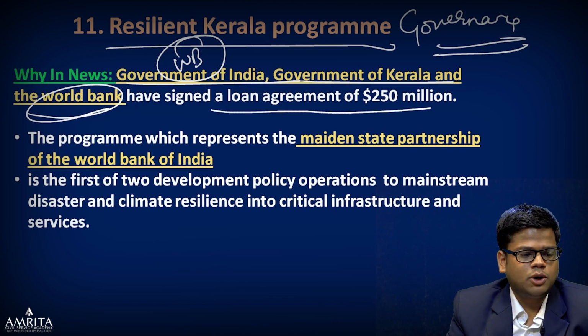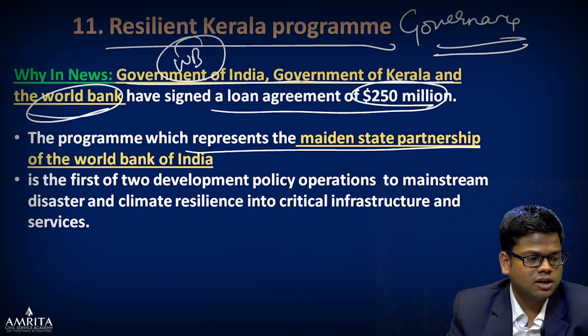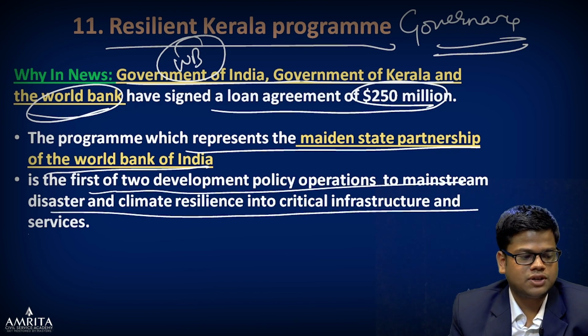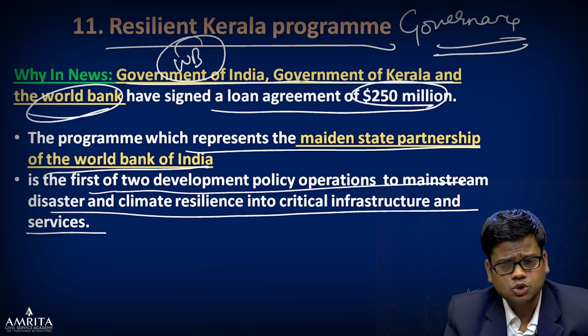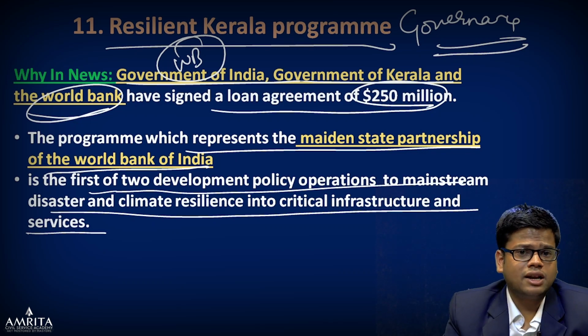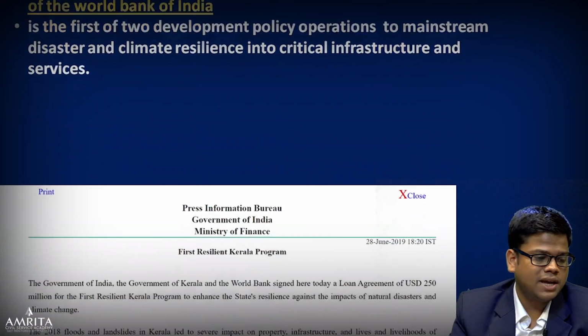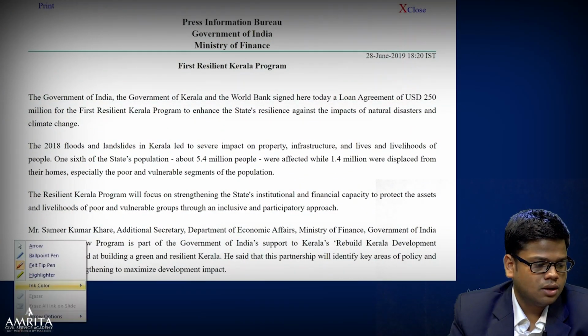They have signed a loan agreement of $250 million. The program represents the maiden state partnership of the World Bank in India. It is the first of two development policy operations to mainstream disaster and climate resilience into critical infrastructure and services. So basically, remember, the Resilient Kerala program is for disaster and climate resilience. From the PIB news itself, you can see.